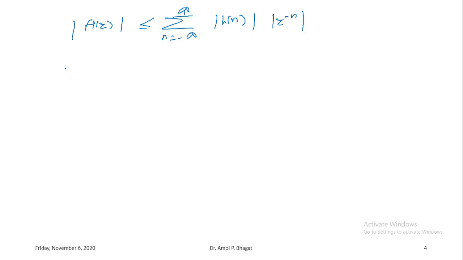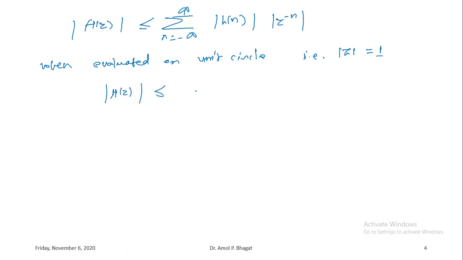Okay, so when it is evaluated on the unit circle, that means for the magnitude of z equal to 1, right? So if you substitute the magnitude of z equal to 1 here, it will simply be 1. So the magnitude of H(z) will be simply less than or equal to the summation over n from minus infinity to infinity of the magnitude of h(n).